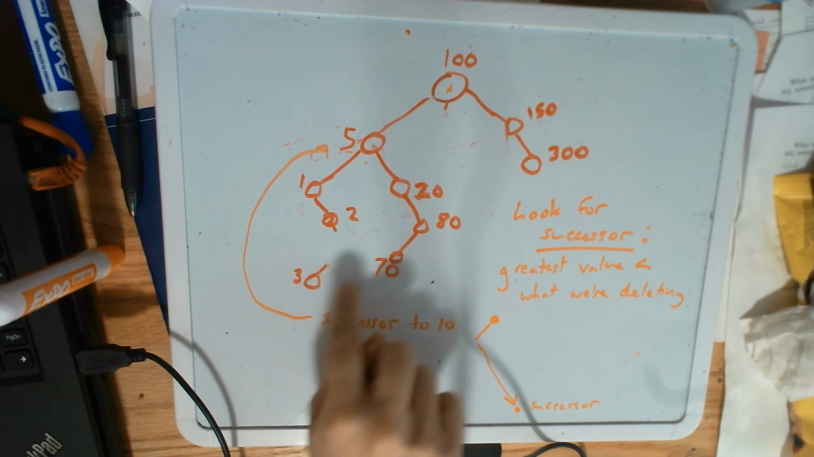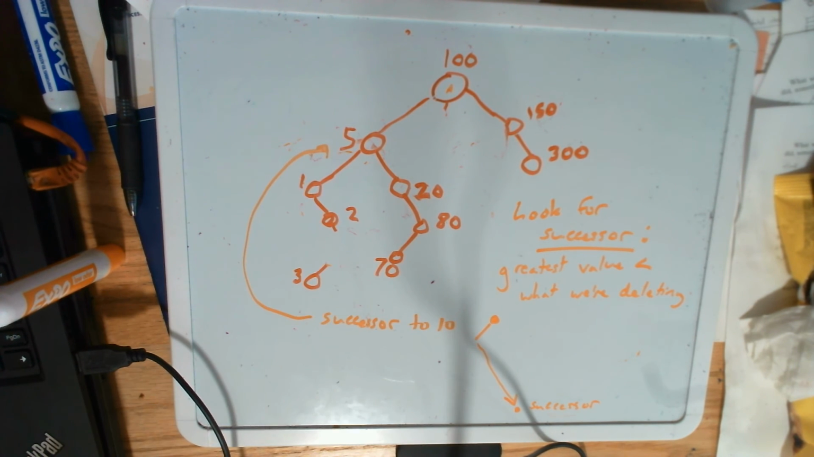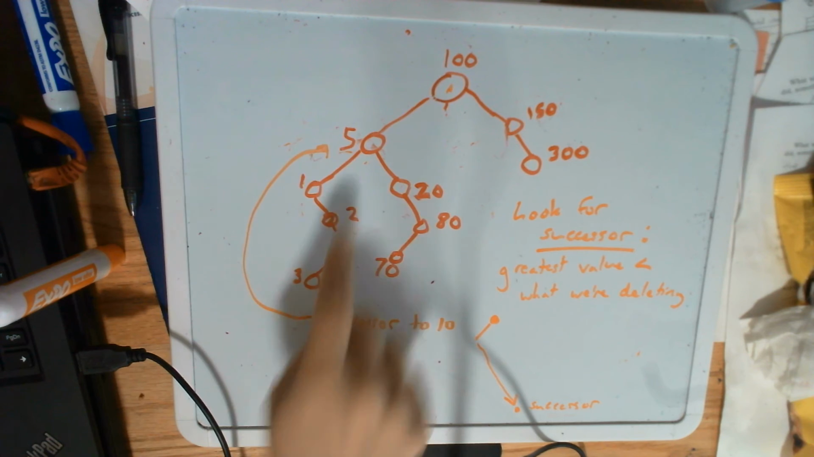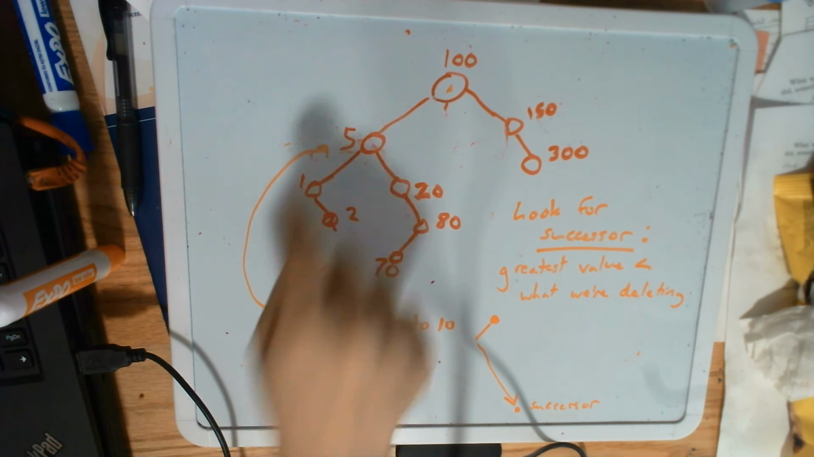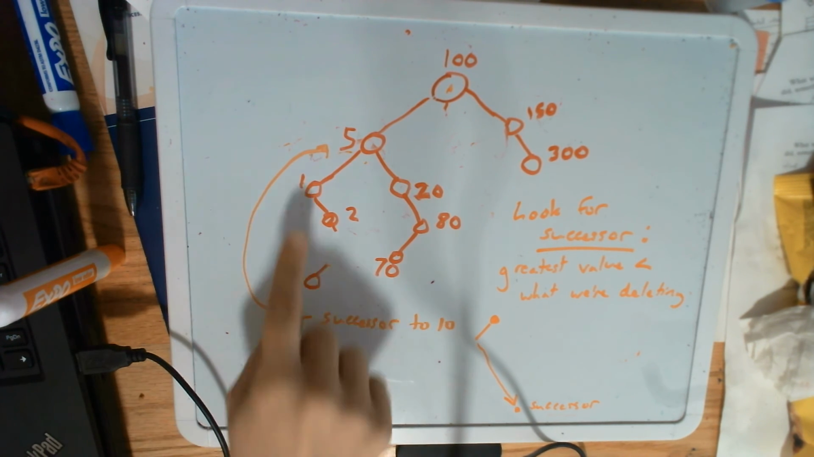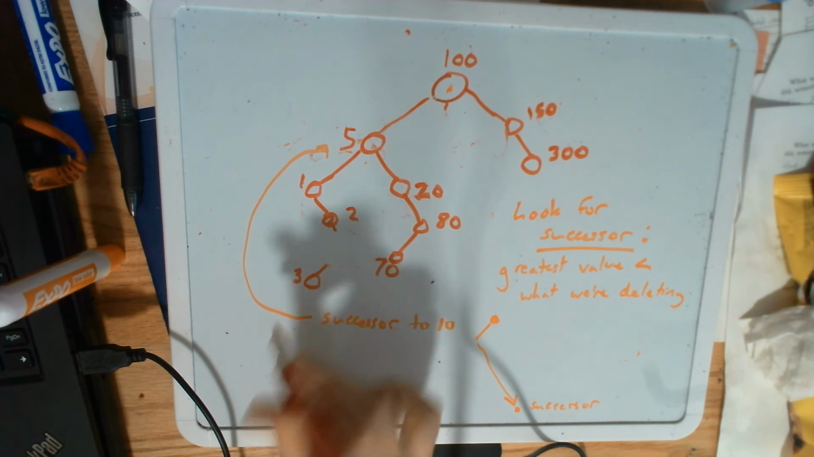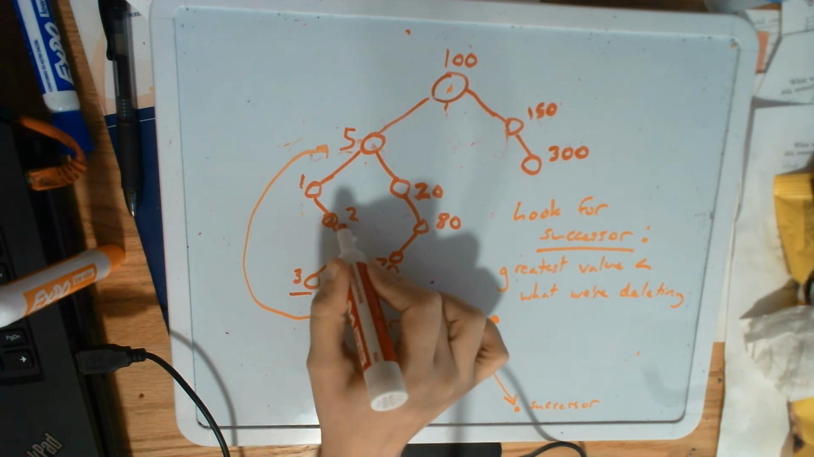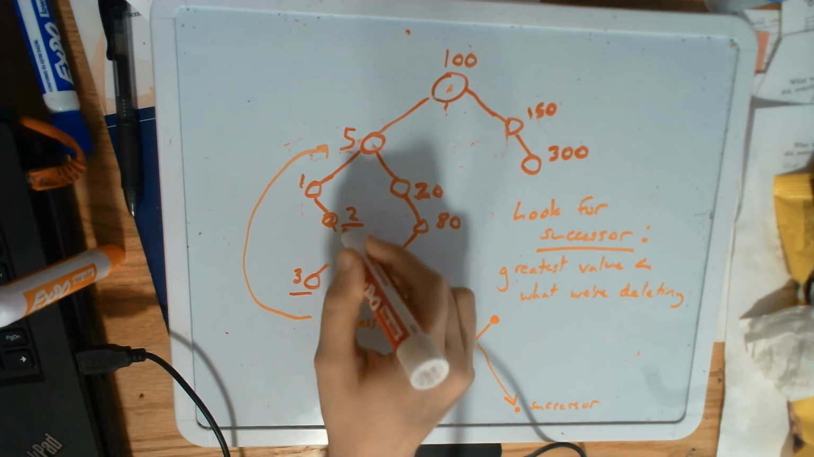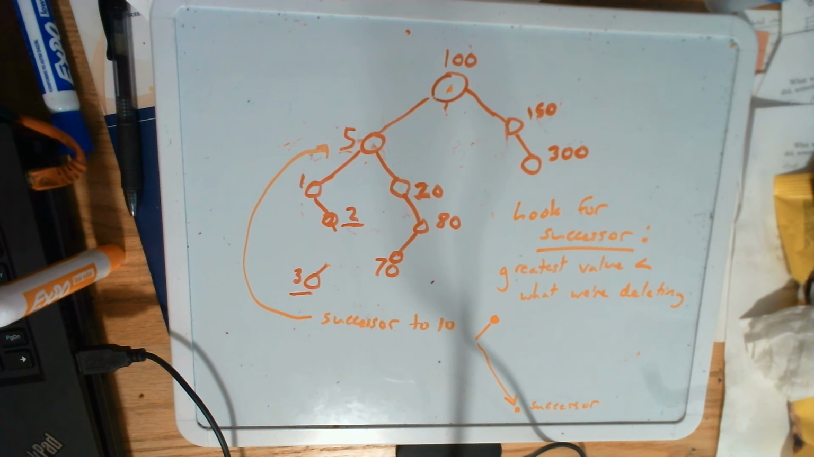But now we have to do something with this 3 that was a child of 5. It can't be a child of 5 anymore, because we put 5 in the spot where 10 was, so it has children 1 and 20, right? 10 had 2 children. That was what made this hard. But we can make 3 one of the children of 2, right? 2 was the parent of our successor.